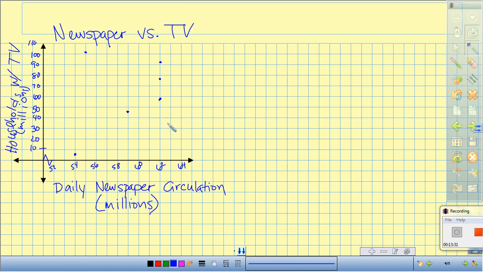So as we look at these dots, do you see any correlation in these points? I don't know about you, but I certainly don't. I couldn't draw a trend line through this. This dot's way up here. They're kind of just all over the place. So in this example, there is no correlation between your data.